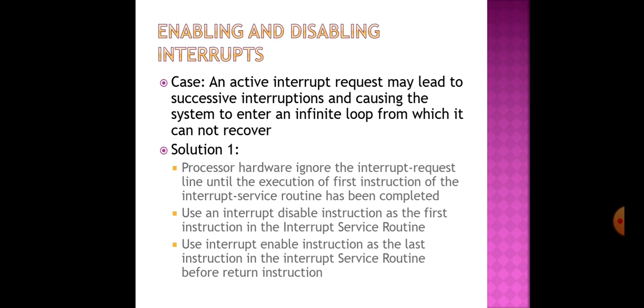Then after completing this interrupt service routine, other interrupts must be received by the processor. Hence, as the last instruction of the interrupt service routine, an interrupt enable instruction should be attached. This is the first solution. Here, interrupts are enabled and disabled by using instructions.